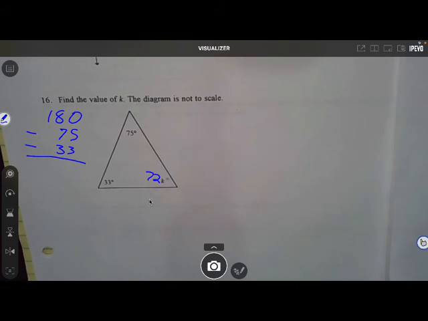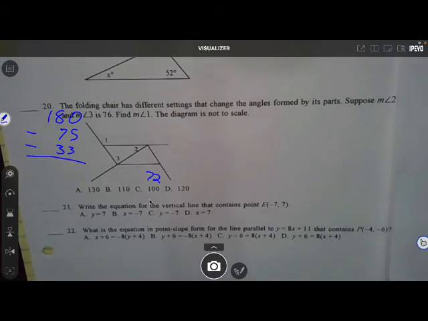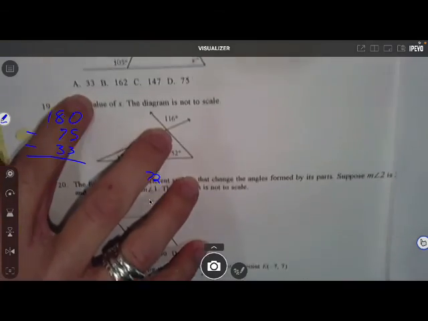Are we good with this? Yes, ma'am. Anybody still writing? Yes. Oh, I stopped right there. Okay, that's fine. Well, I'm going to keep going. I'm just waiting to make sure everybody has that written down. Okay, our next one, it's triangles again.